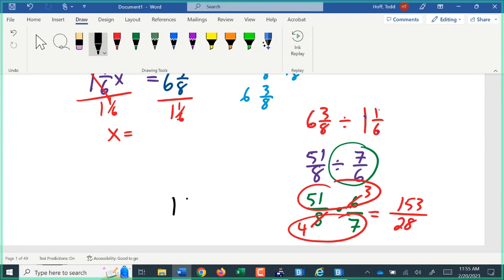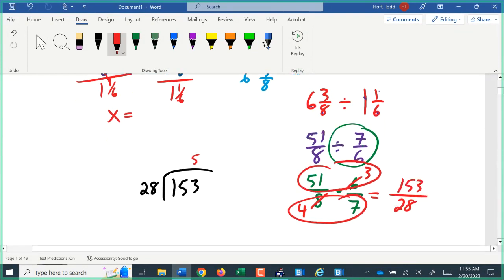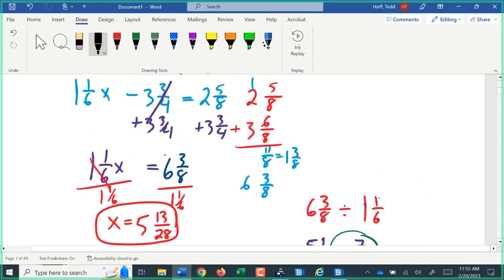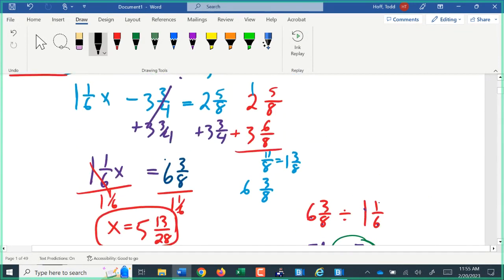And now we have to bring that down from 153/28 into a mixed number. The 28 goes into 153. Let's try 5 times. 5 times 28 is 140. There's 13 left over. So it's 5 and 13/28. So you can see solving these equations with fractions in them is exactly the same as solving any other equation. It's just uglier because the calculations involve fractions. We can't do the calculations in our head anymore.